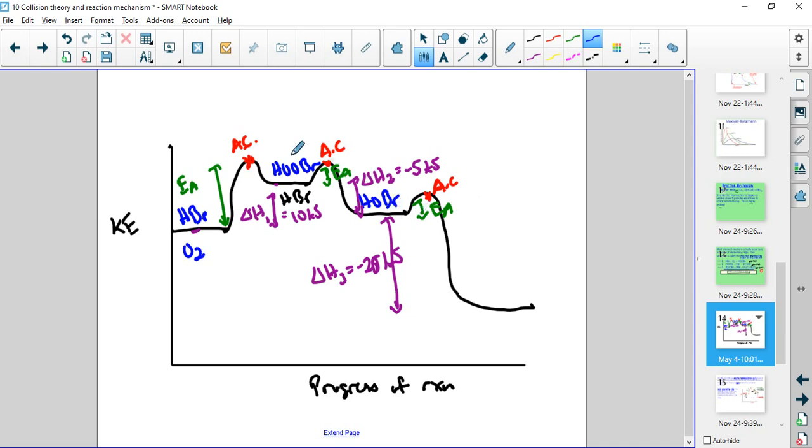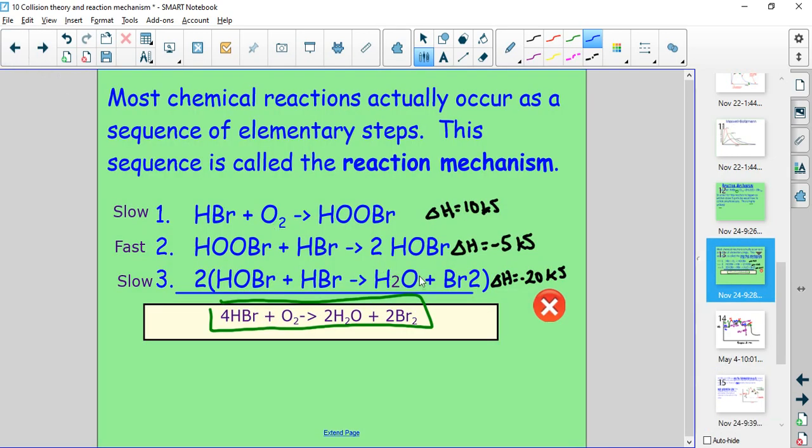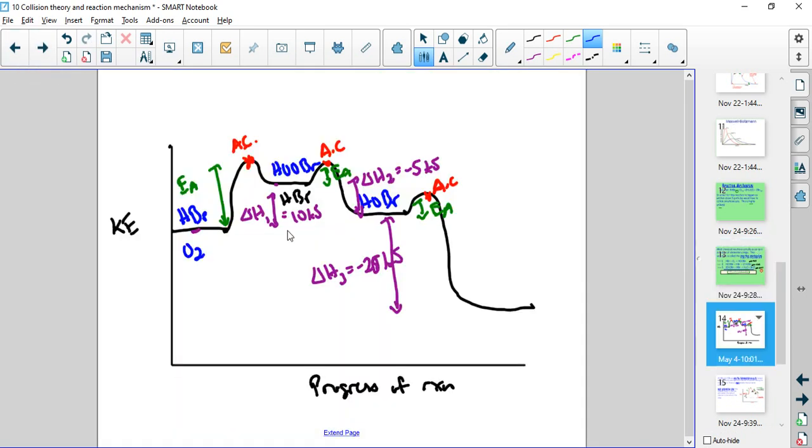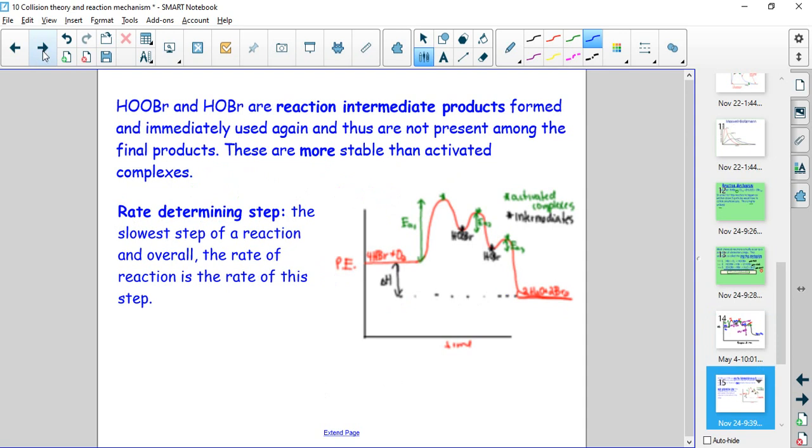So HOBr reacted with itself and it produced, oops, wrong direction, water and Br2 as our products. Okay, this is now an energy level diagram that represents a three-step reaction mechanism for an overall reaction that is in this. This is our target equation if you want to use the same language as we did with Hess's law, right? Let's see if I missed anything here, right?